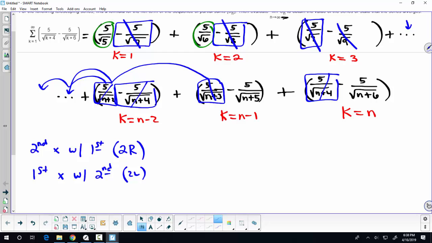Minus 5 over root n plus 5, does that cancel? No. So that's the second in our pair, and it cancels with the pair that's 2 to the right. There is nothing to the right of the second term. So this stays. And does this stay or does this cancel?